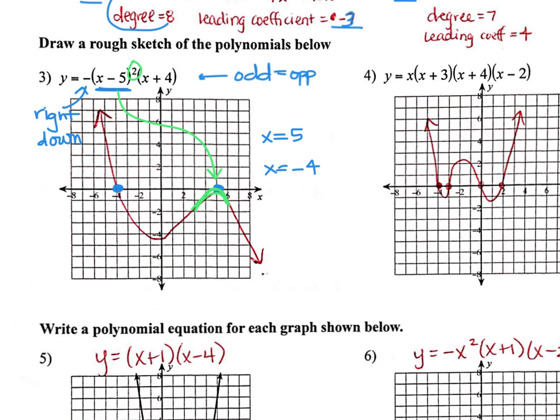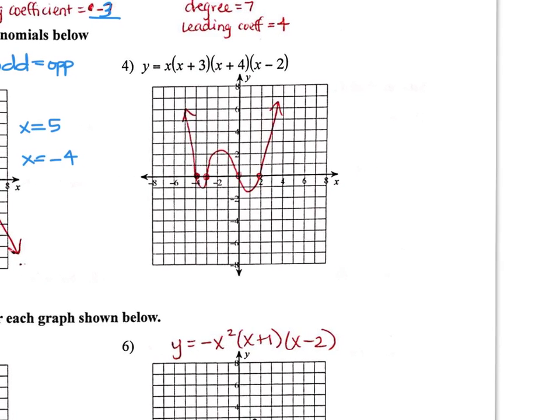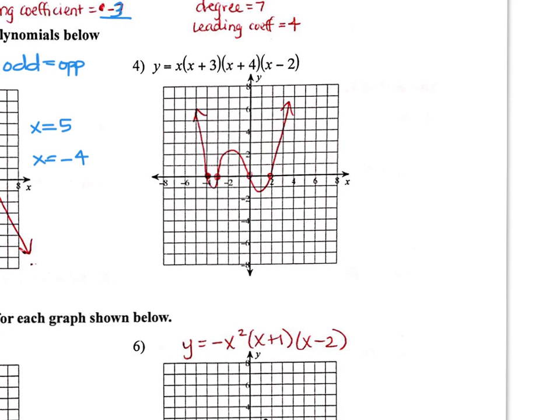Okay, it's the same idea for question 4. So question 4, the first thing we're going to do is talk about the degree. Since the degree here is even, and I know that because there are 1, 2, 3, 4 x's. There are 4 x's, so I've got an even degree. That means my end behavior is going to be the same. It's either up and up or down and down.